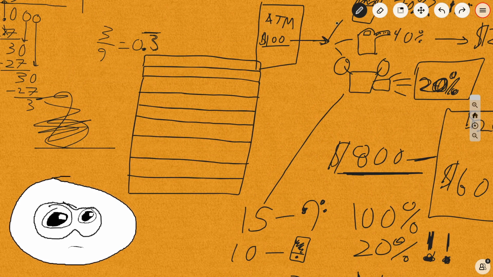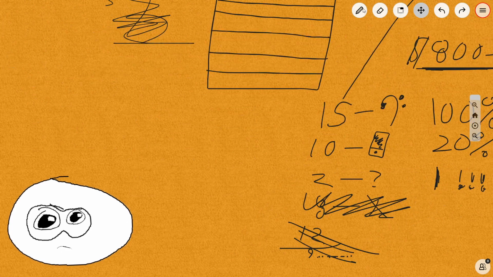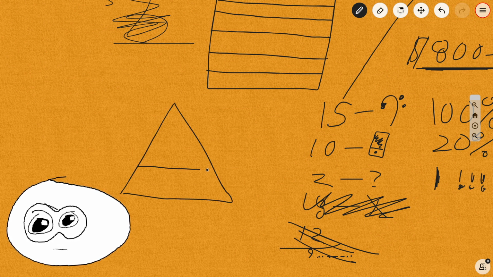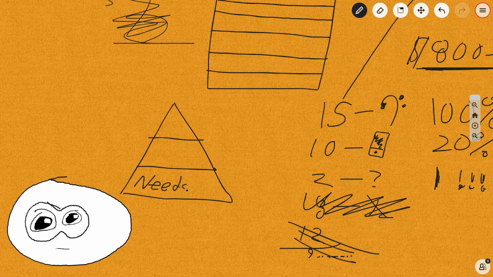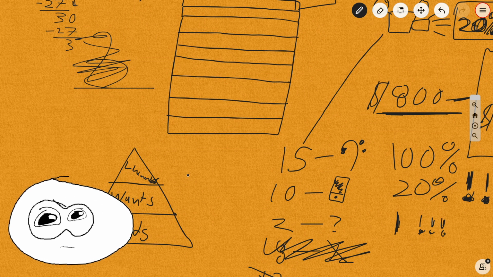There'd be line items where you look at, let's say, yeah, I think it was a pyramid. But they had it very simple. Needs, wants, luxuries. And you'd categorize each of these line items into each of those, right?